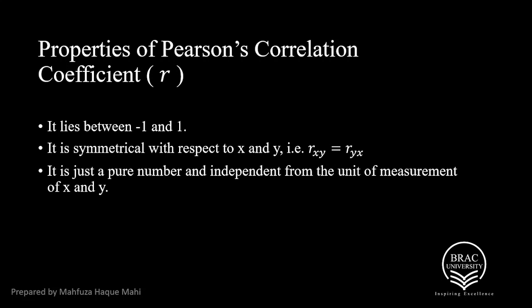Now, what are the properties of Pearson's correlation coefficient? Pearson's correlation coefficient lies between -1 and 1. It is symmetrical with respect to x and y, that is, rxy equals ryx. This implies that we can interchange x and y. Pearson's correlation coefficient is just a pure number and it is independent of the unit of measurement of x and y.